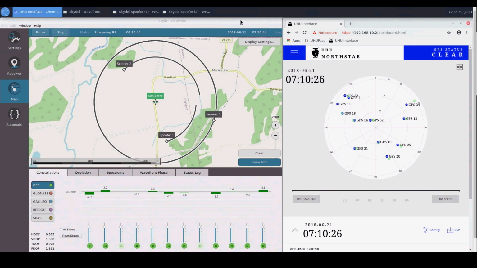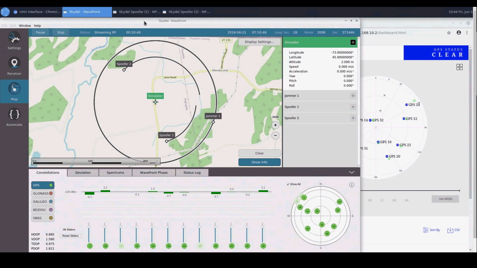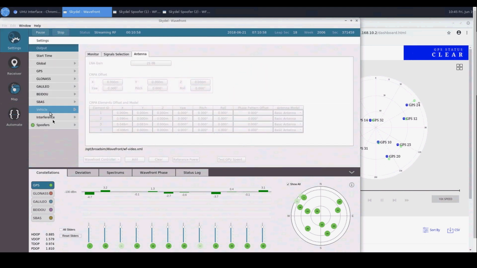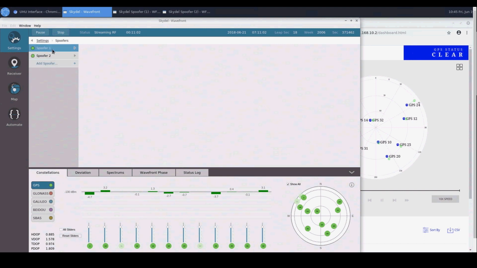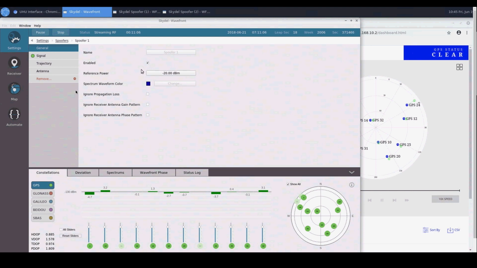So the first thing I'm going to do on the left side, I'm going to go into my Wavefront simulation here and turn on my spoofer. My spoofers and jammer are flying around me, but currently their signals are turned off. So we're going to turn on the first spoofer here. Just go into settings, go down to my spoofers, go to spoofer 1, and enable the signals. And then I'm going to go back to the map screen here.